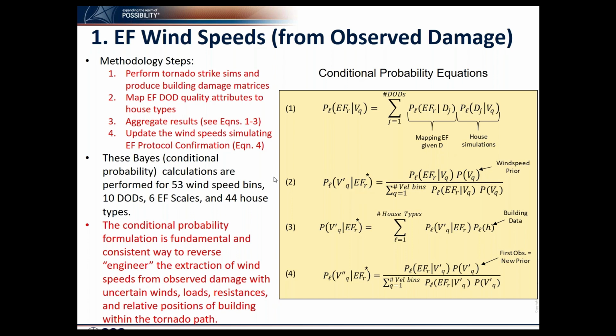Basically, what we are doing here is using a conditional probability formulation and reverse engineering to get the wind speed from the observed damage, which includes the uncertainty in the wind loads, resistances, and the position and orientation of the building within the tornado path.